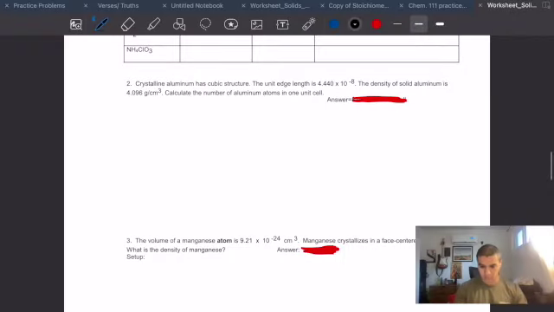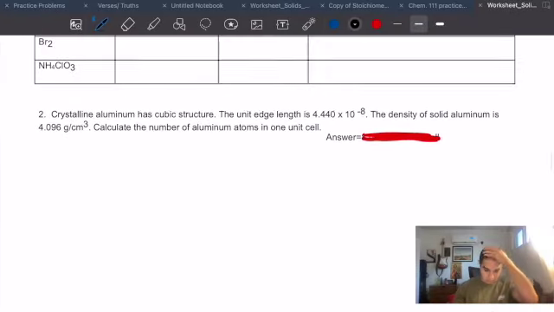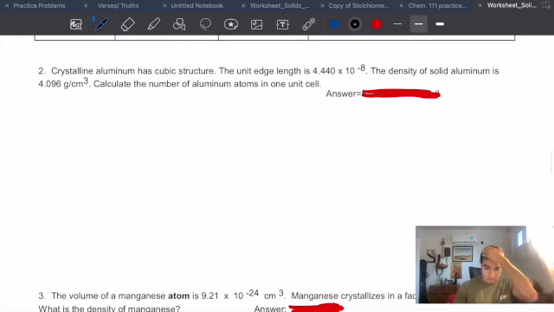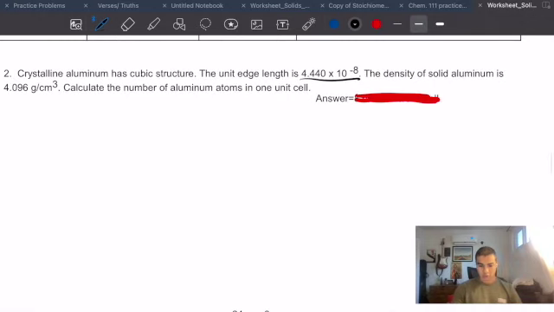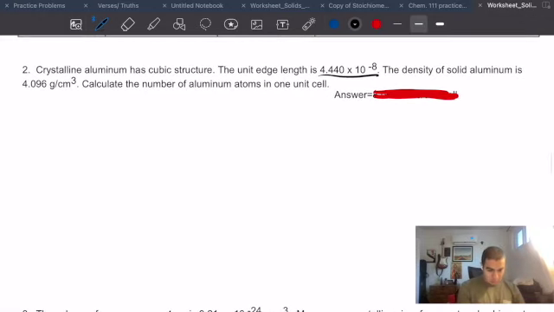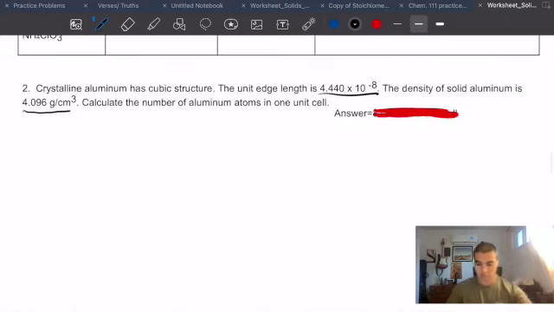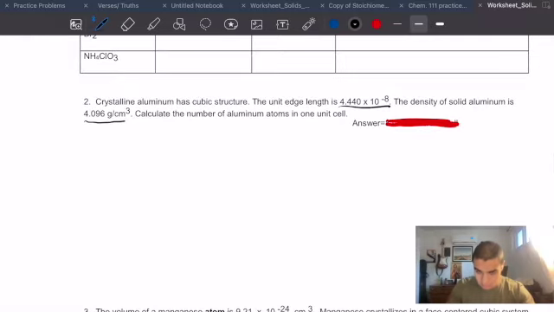And so let's jump right into it. So for our first problem here, it says crystalline aluminum has a cubic structure. The unit edge length is this number here, 4.440 times 10 to the negative 8. The density of solid aluminum is this number given here. So first off, let me write what I know already.